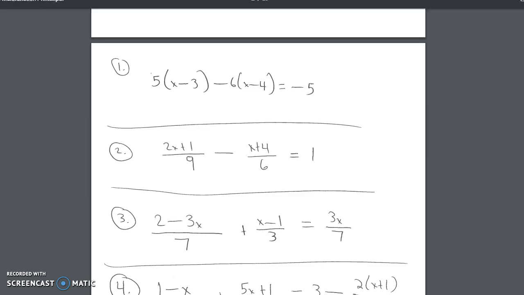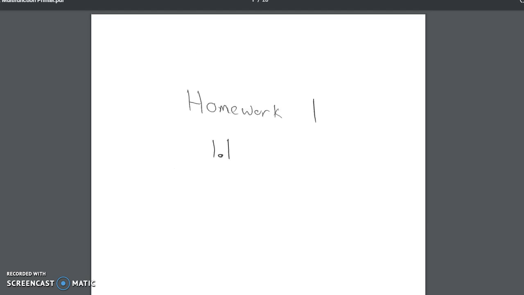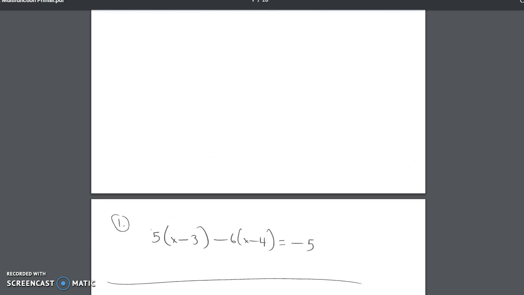Hello, how we doing? This is the homework I'm going to show you all. Now, this is homework 1, and it comes from section 1.1. So let's look at it.